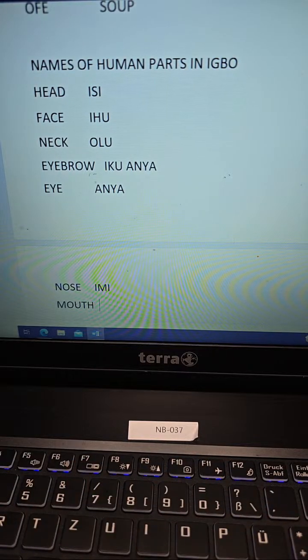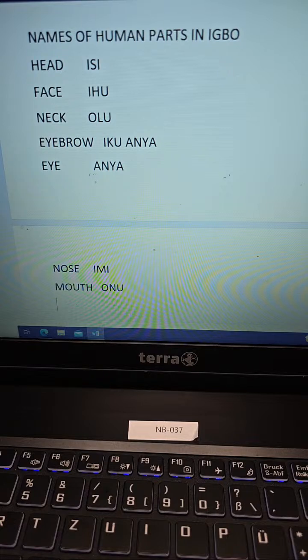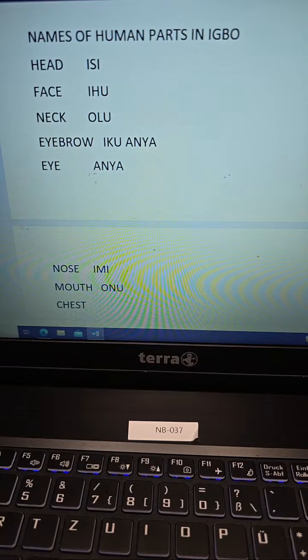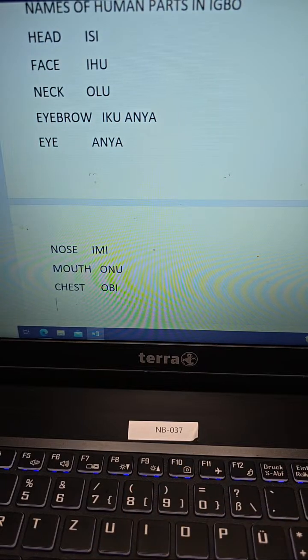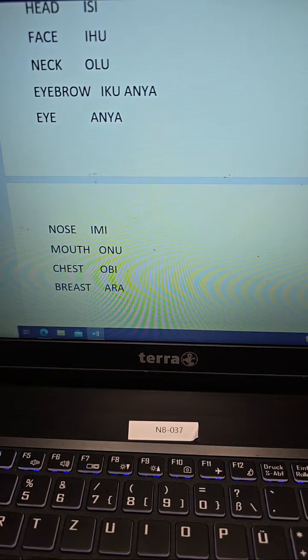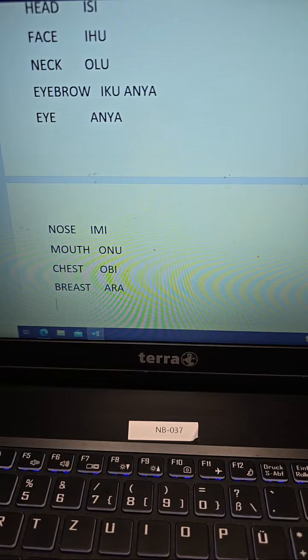Mouth. Ọnụ. Mouth, ọnụ. Chest. Obi. Chest, obi. Breast. Ara. Breast, ara.